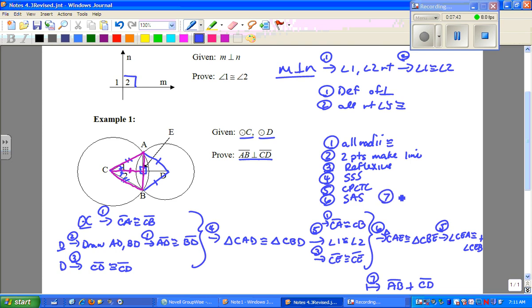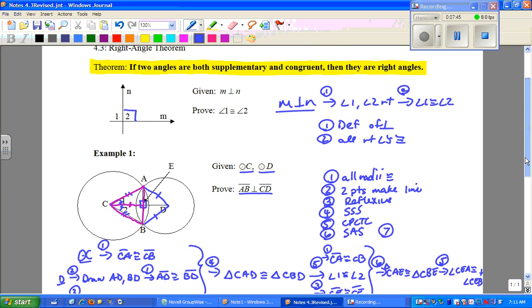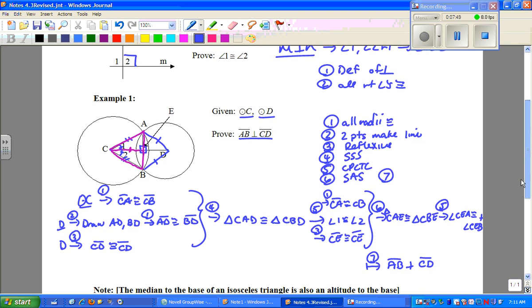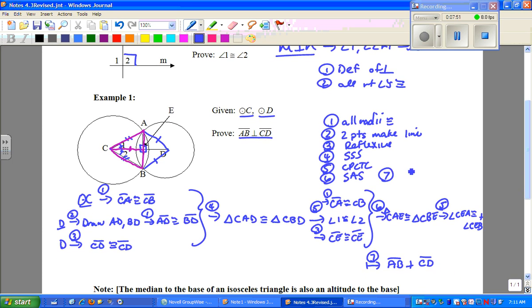And 7, the newest one, what is it? Up here, angles are both supplementary and congruent. Then they're going to be perpendicular. So what do we have? If 2 angles are supplementary and congruent, then perpendicular, just like we read. All right? Hopefully that makes sense to you. Good luck to you on the next one.